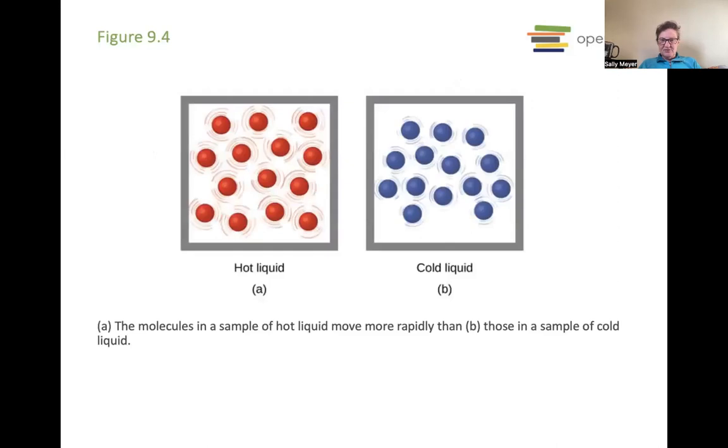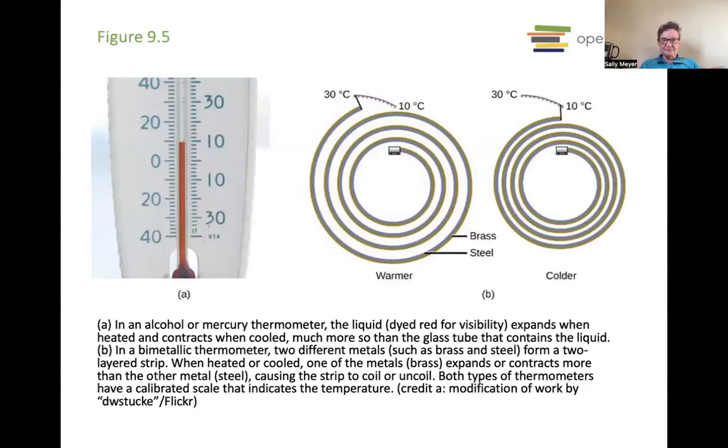This is just a picture to represent that when we think of something as hot, it's because the molecules and atoms in that system have lots of kinetic energy. There's lots of movement. So if you were to stick your hand in that liquid, that kinetic energy could be transferred to your hand, and that's the sensation of hot.